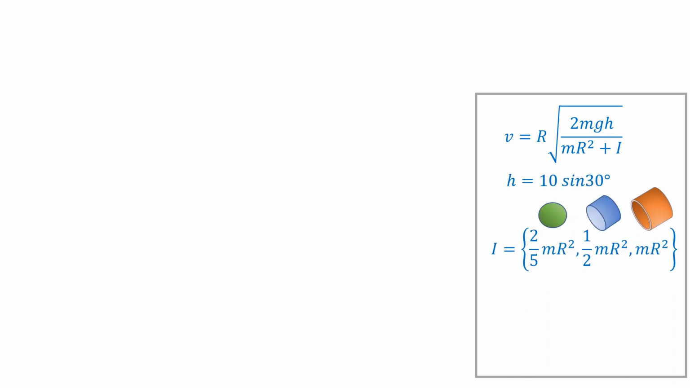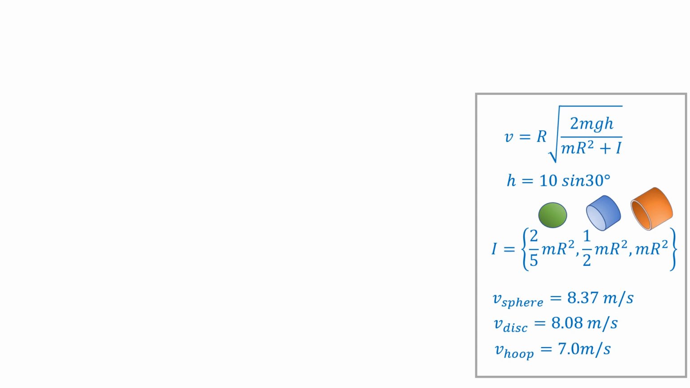Now let us evaluate the velocities and get the answer to the problem. This is the formula for the answer. We know h, we know moment of inertia of all the three objects, sphere, disk, and hoop. Note that mass and radius will cancel and we get a pure number. We can use a calculator to do it and we get these velocities. As expected, the velocity of the sphere is the greatest and the velocity of the hoop is slowest.